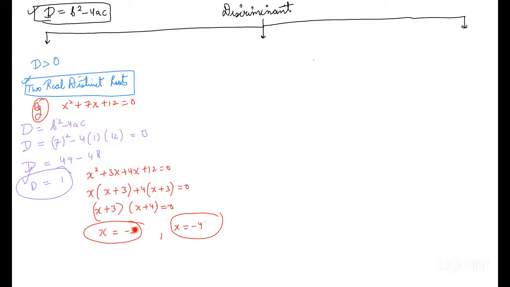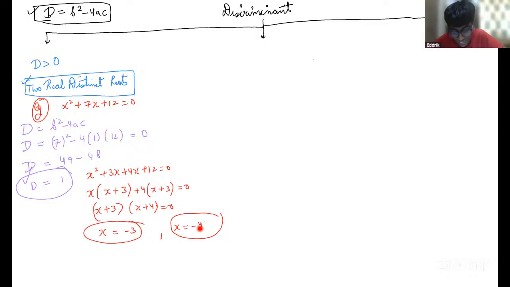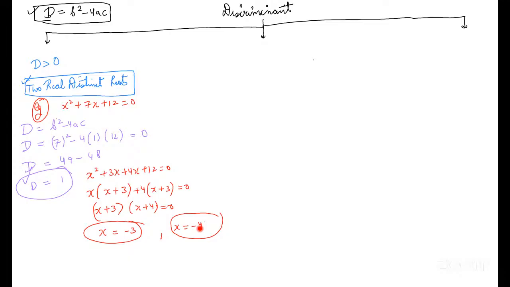So basically, this is how it works if the value of D is greater than 0. Did you understand, guys? Do you have any doubt? If the D value is greater than 0, it will have two real roots, and they are both different. Both different means if one is 3, the other will be another number, not the same number.